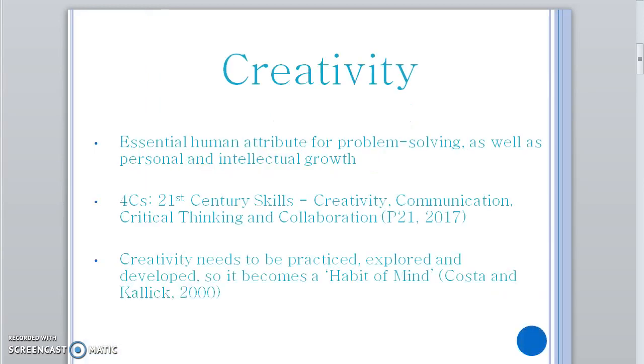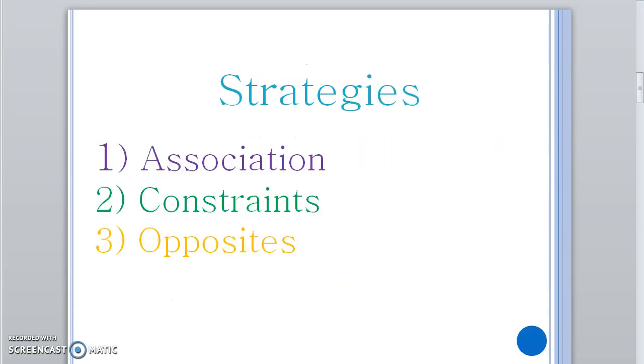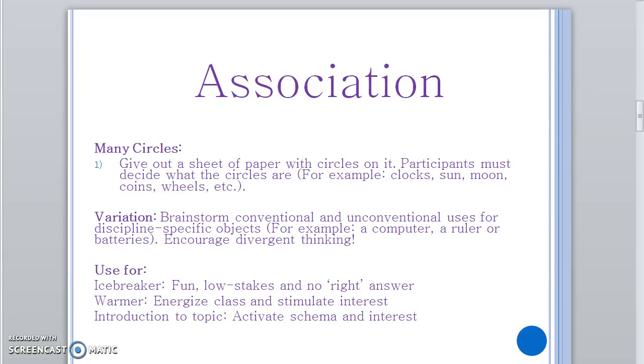Creativity is an essential human attribute for problem solving as well as personal and intellectual growth. It's also recognized as one of the 4 C's, which are 21st century skills and include communication, critical thinking, and collaboration. Creativity needs to be practiced, explored, and developed so it becomes a habit of mind. So 3 strategies I want to talk with you about today are association, constraints, and opposites.